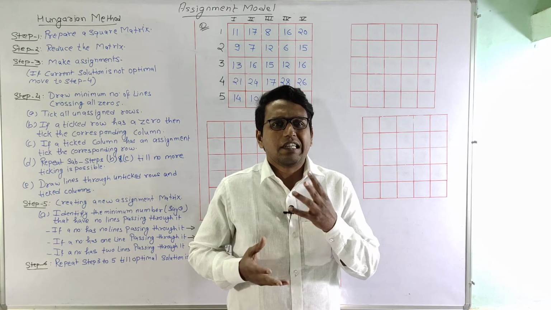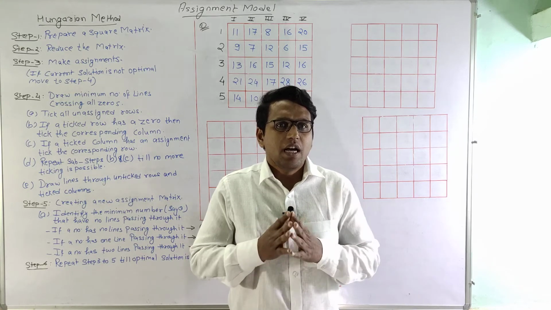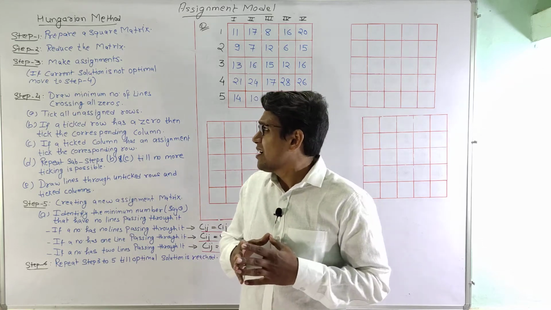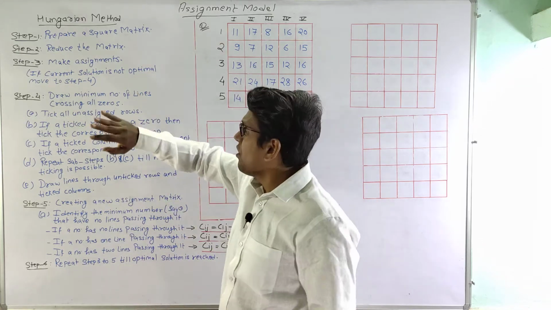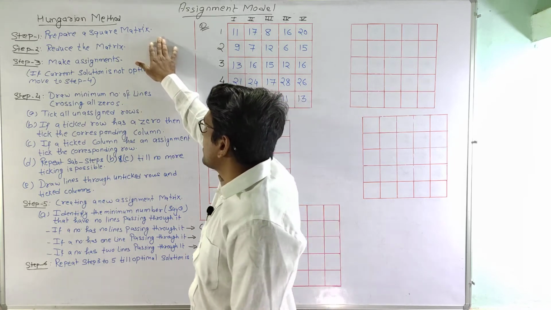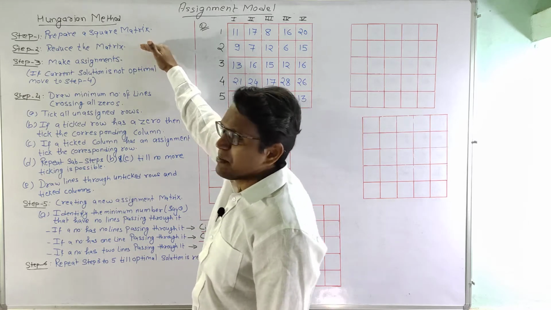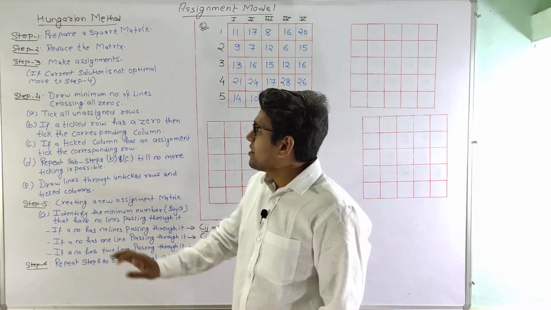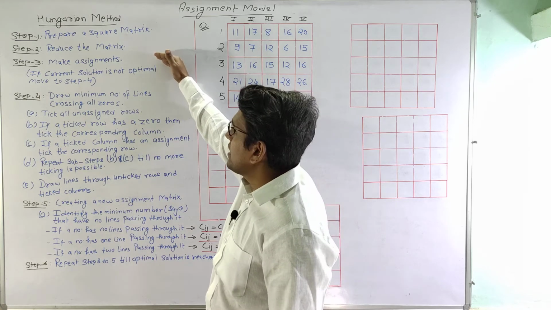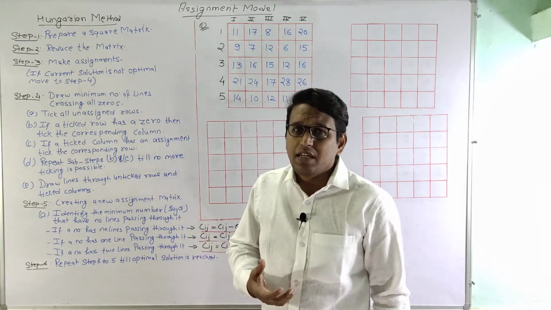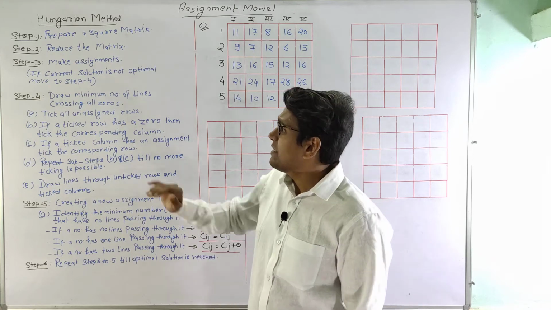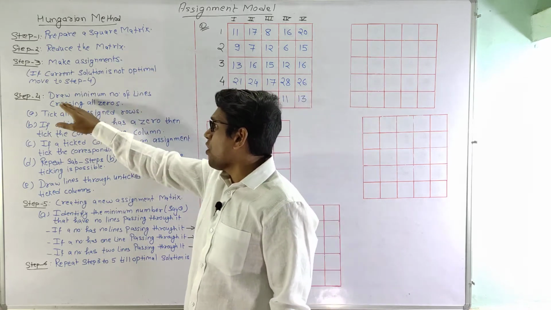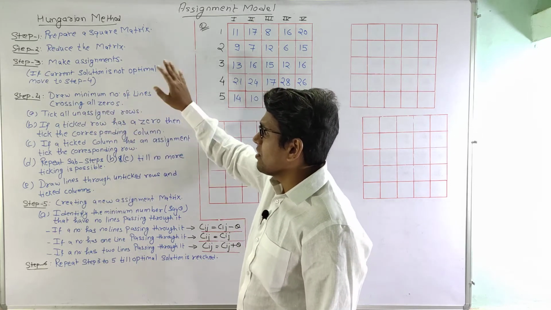So today I have come up with another interesting problem of assignment model, and we will see how this problem can be solved by Hungarian method. So let us see what Hungarian method is or what steps we need to follow. First of all, we need to make sure that our matrix is a square matrix. Then we need to reduce this matrix in such a manner that each row and each column must contain a 0. Third step is to make assignment, and if we get an optimal solution after assignment, the value of z is obtained, and if our current solution is not optimal, then we will move to step 4, which is to draw minimum number of lines crossing all the zeros.